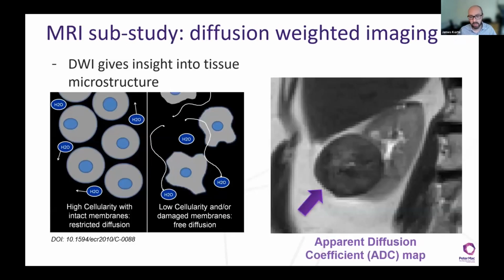And the way that we think about this in an oncology or cancer setting is obviously DWI gives us insight into tissue microstructure. So you can imagine if you have a really dense, high cellularity tumor, there's not much space for the water to move around. So it's quite restricted, the diffusion, whereas if we have cells which have damaged membranes, or there's a lot less cells, then the water should be able to move around a lot more freely.